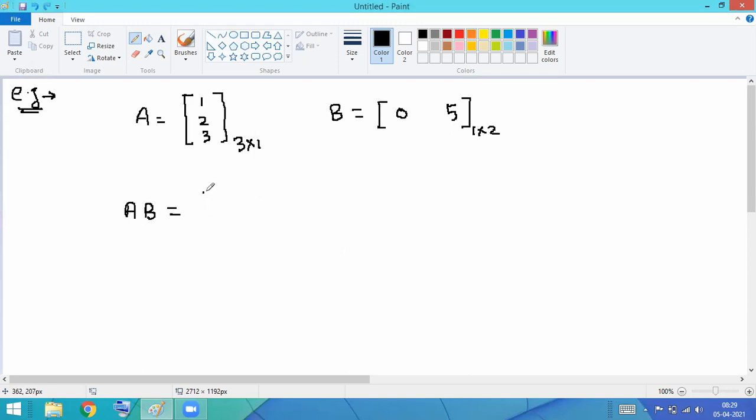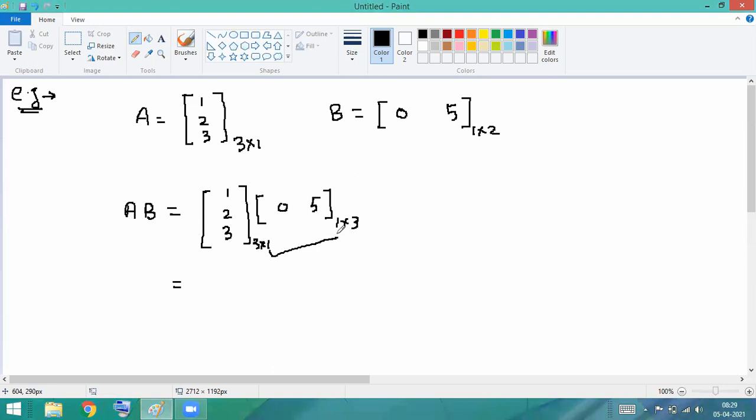So if I have to find out AB, I will put first the elements of A, that is 1, 2, 3. Okay. Then I'll put the elements of B, that is 0, 0 and 5. Clear? The order of this matrix is what? We know the order of this matrix is 3 cross 1. This is 1 cross 3.